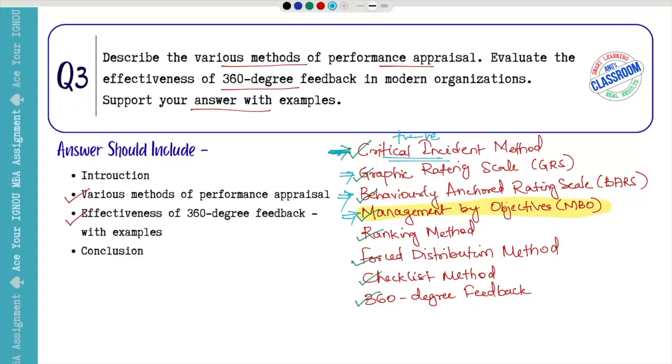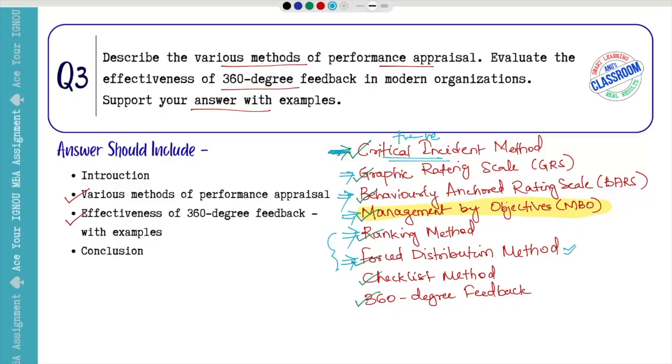Then comes the ranking method, the next appraisal method, and also the forced distribution method. These two methods are kind of similar. Both compare employees, but the latter divides them into preset categories. The forced distribution method divides the employees into preset categories like top performers, average performers, and those on the bottom tier.